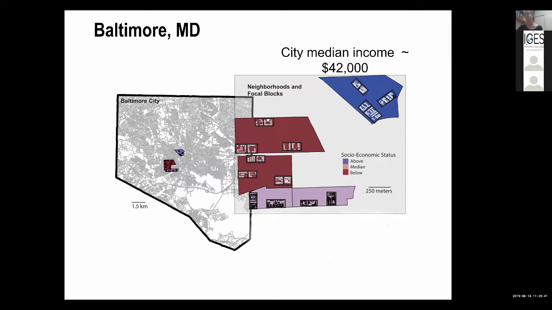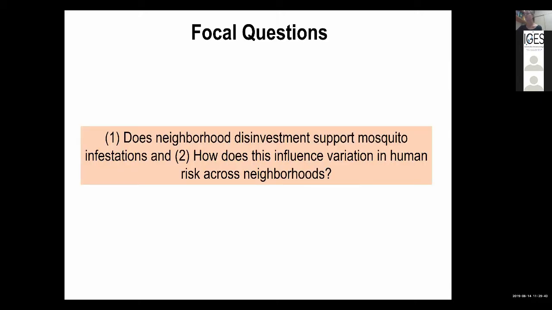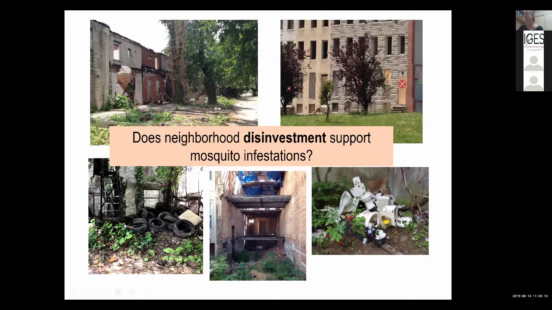And within each block, we went in and did a whole bunch of sampling. But our main focal questions were to look at how neighborhood disinvestment, that is how much the city and community groups are putting back into the neighborhood infrastructure. If they're not putting stuff back into the neighborhood infrastructure, if they're disinvesting in that neighborhood, how does that support mosquito infestation? And how does it influence the variation in human risk across these neighborhoods? And this is what some of those neighborhoods look like.